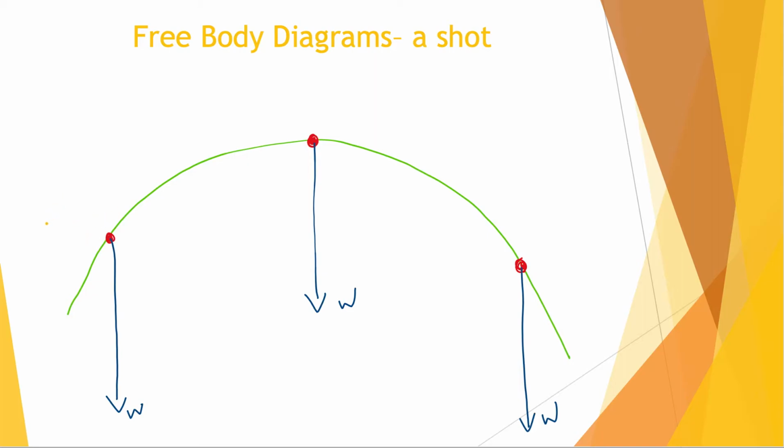Now, this is a bit more complicated than air resistance that we drew in the past, because we've now got the direction of motion of this projectile changing. So at this point here, the direction of motion of the shot is like this, whereas when it's up here, this is the direction of motion, and when it's down here, this is the direction of motion. So I need to then draw my air resistance arrows in the opposite direction.